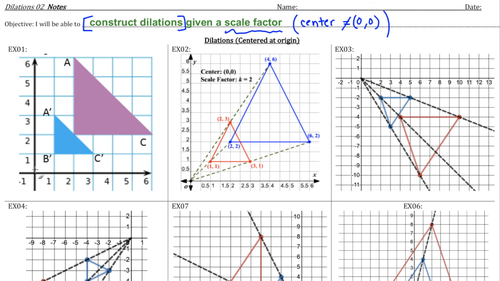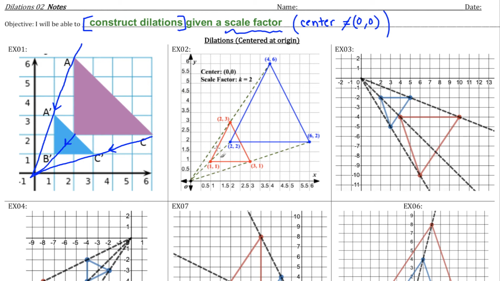So, for instance, I have this shape, A, B, C. And then when it gets smaller, it gets smaller towards 0, 0. So it's going in that direction. And then this one's going this way.